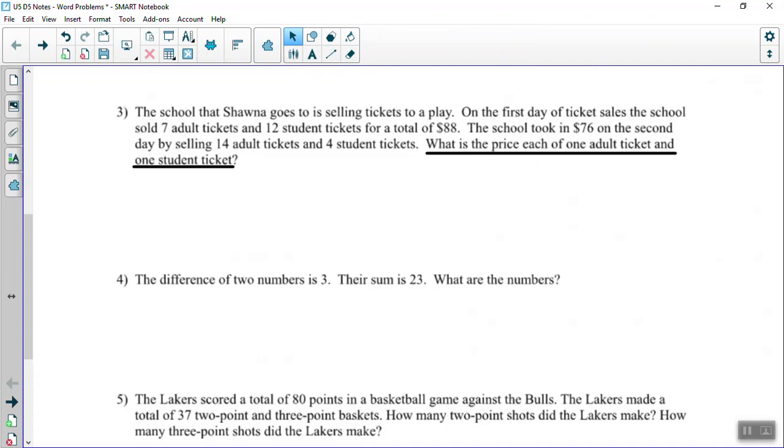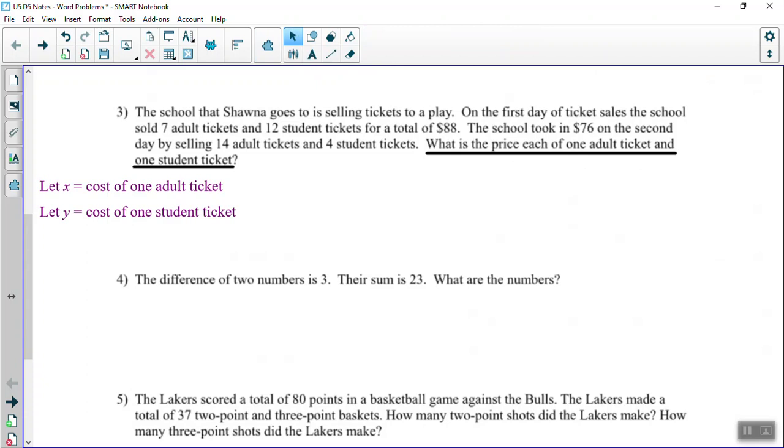So what is the price of each of one adult ticket and one student ticket? All right, well, let's talk about the adult tickets first. I'm going to let X represent the cost of one adult ticket because they want to know what is the price. So that's your cost. I'm going to let Y represent the cost of one student ticket.